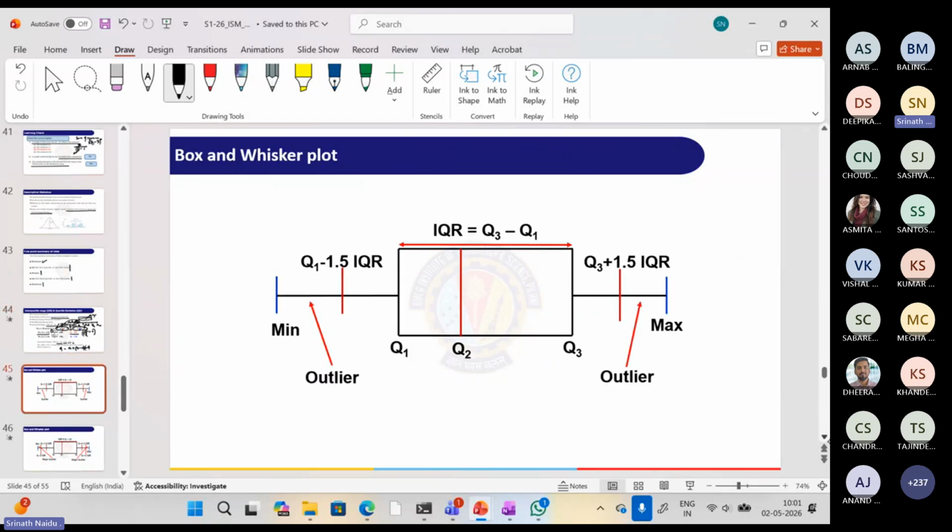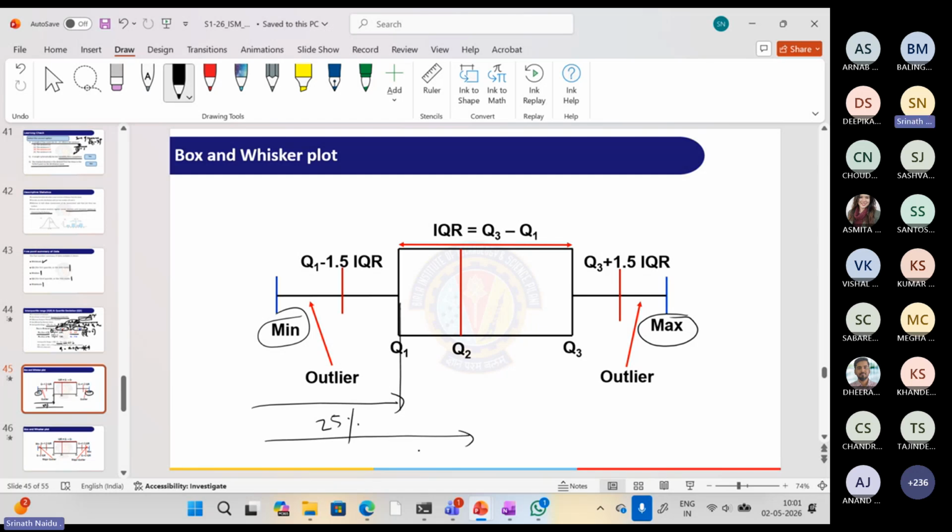Now you can put all of this data together and form what is called the box and whisker plot. The diagram is self-explanatory. So basically, you identify the min, then the max, and then you identify Q1, Q3, and Q2. Now Q2 doesn't actually have to be between Q1 and Q3, because Q2 is a median position. Now Q1 represents 25% of the data to the left.